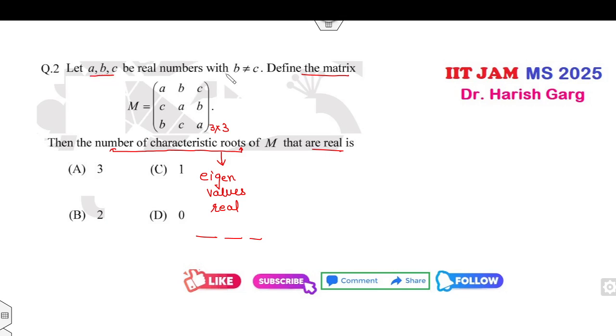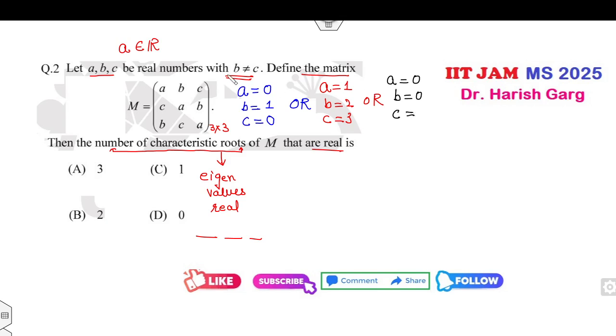A, B, C are real numbers with B not equal to C. What about A? A can be any real number. So I can choose A as 0, B as 1, and C, which is not equal to B, as 0. Or you may choose A equal to 1, B equal to 2, C not equal to B. Or you may choose A equal to 0, B equal to 0, and C, say, minus 3, and so on. You can choose any such pair. For ease, I will choose the simplest pair.